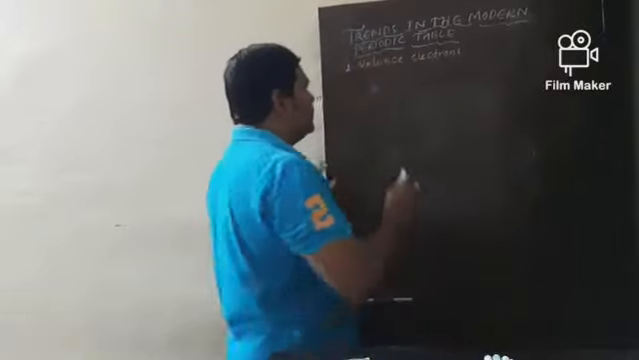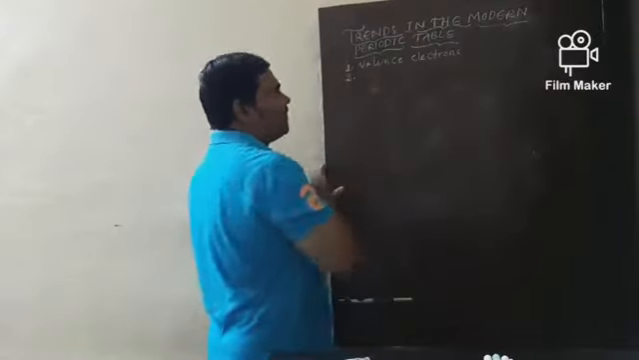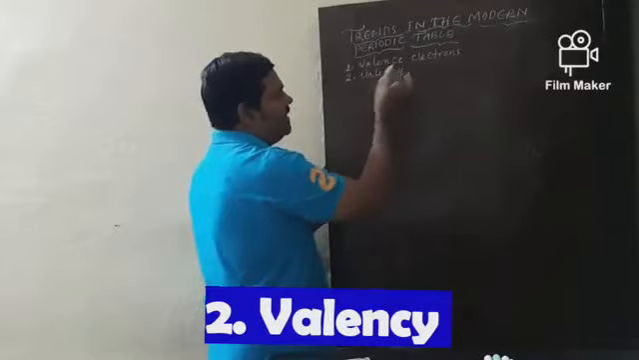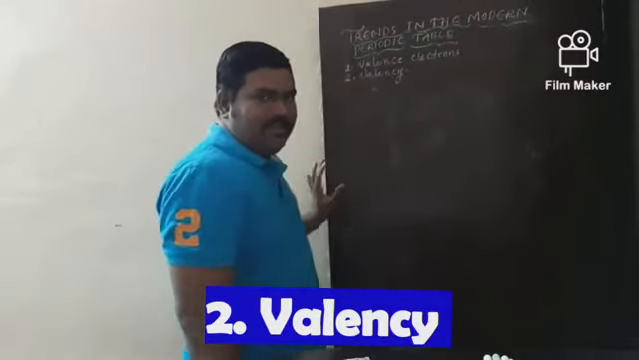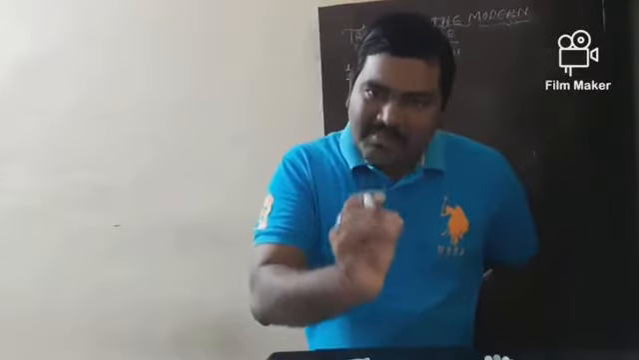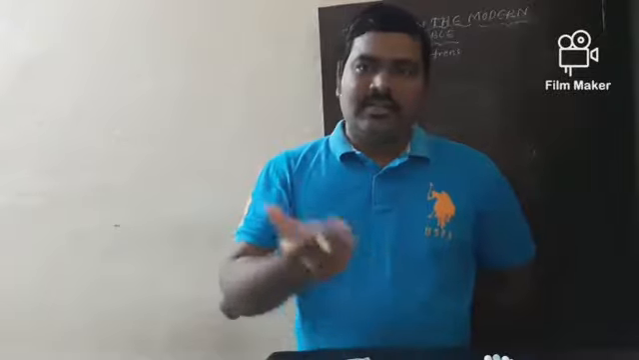Okay. Next, the second one, valency. What is the second periodic property? Valency. You know it even from 9th CBSE. The combining power of an atom of an element with another atom is called valency. And valency can be determined by losing electrons, gaining electrons, or sharing electrons. Valency is called combining capacity.